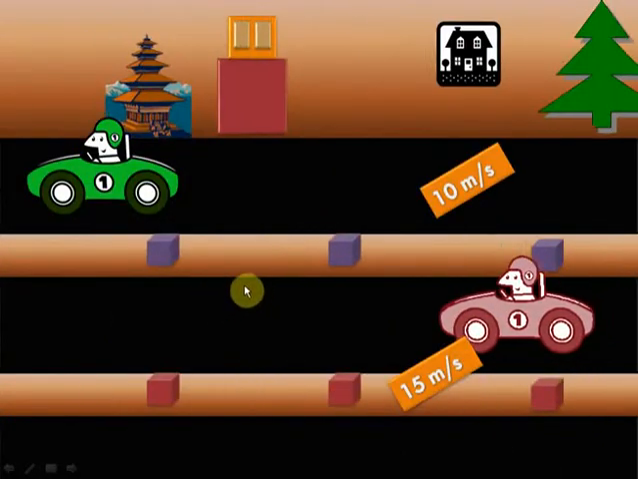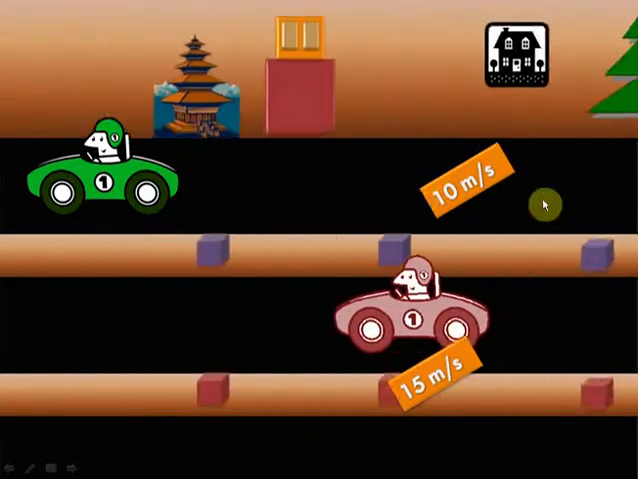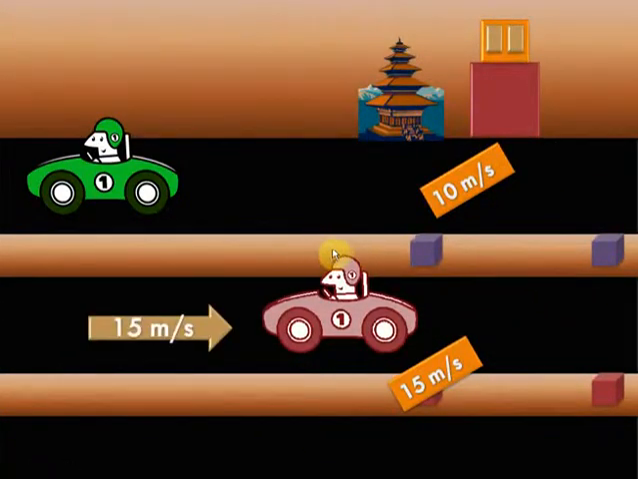Here, again, the red car is 15 meters per second and the green car is moving at 10 meters per second. We want to calculate the velocity of the green car with respect to the red car. So we put the observer in the red car at rest. When we do that, the velocity of the red car becomes 0. We have added a velocity of 15 meters per second opposite to the velocity of the red car.